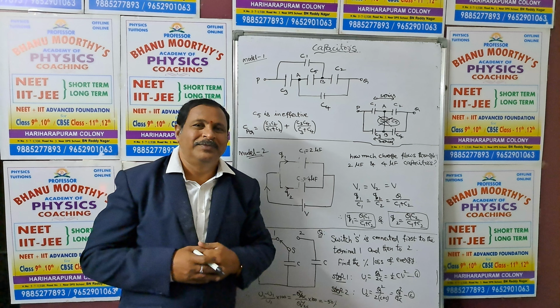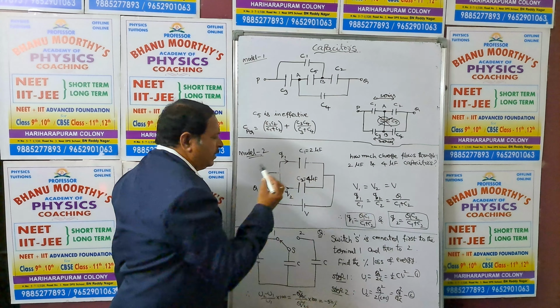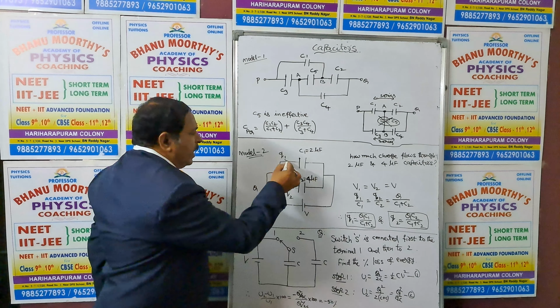Now let us quickly move to model number 2. Two capacitors are connected in parallel here. C1 is 2 microfarad, C2 is 4 microfarad, given like this. The combination is connected to a battery, a parallel combination. It is also a very important model. There is a possibility of this question being asked in entrance examinations, both NEET as well as IIT.